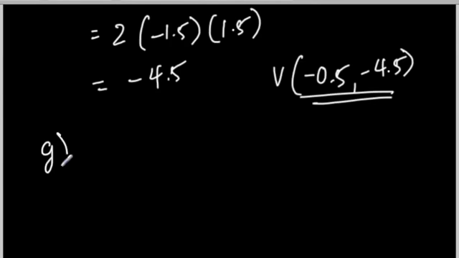Okay, G is find the equation of the axis of symmetry. Well, that's right here. It's just the x-coordinate of the vertex, so x equals negative 0.5.